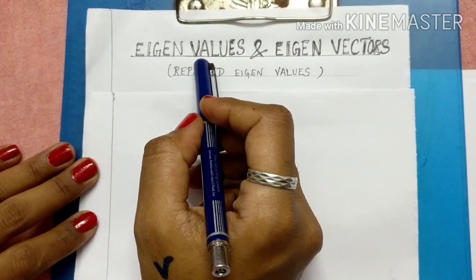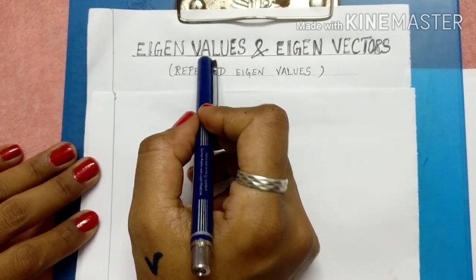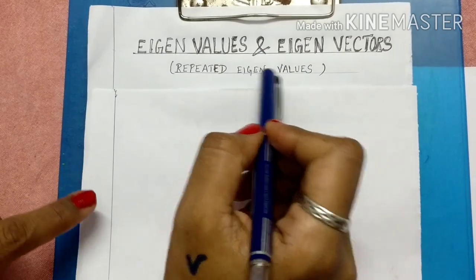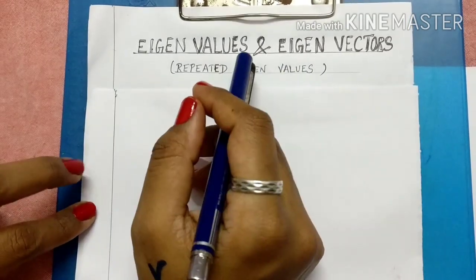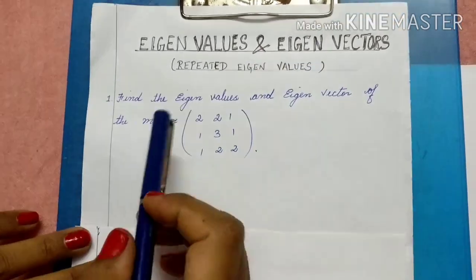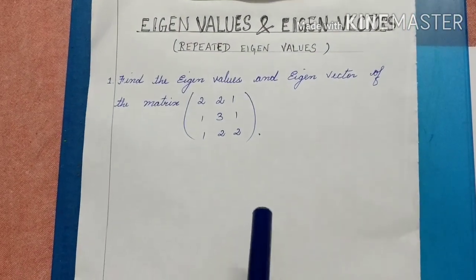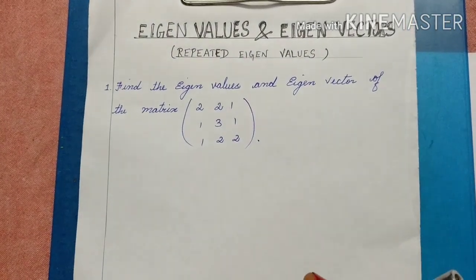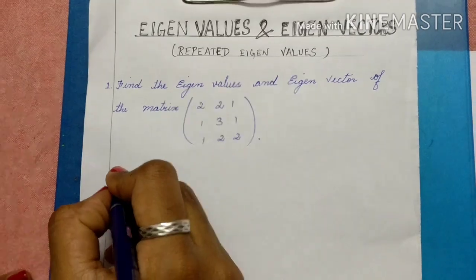Hi, in this video, I am going to show you how to find eigenvalues and eigenvectors when eigenvalues get repeated. Let's consider a problem. Find the eigenvalues and eigenvectors of the matrix. A 3 by 3 matrix is given. Let's solve it.